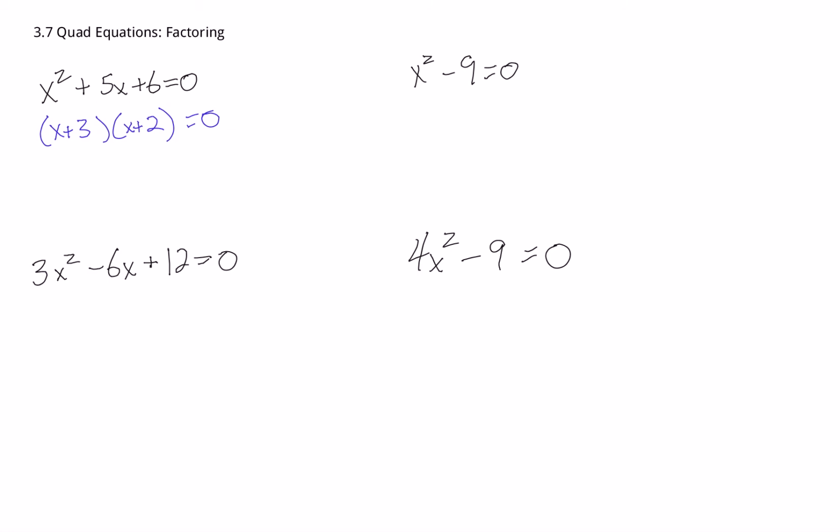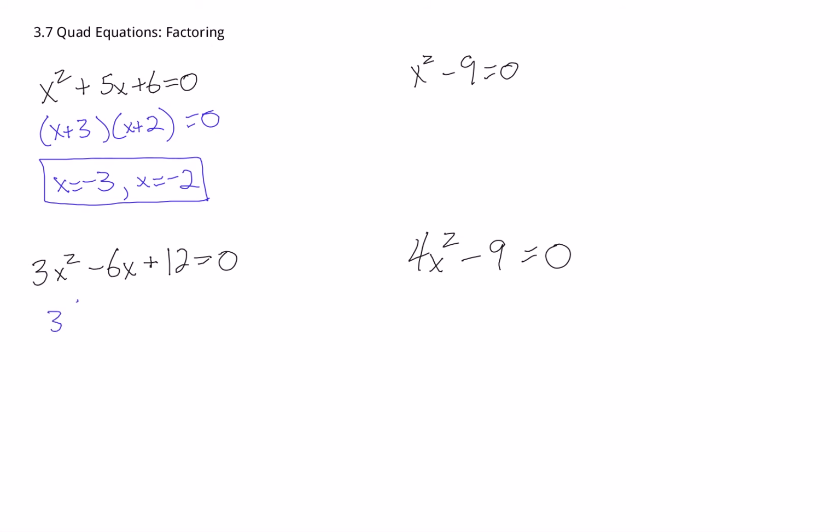Because if we have x plus 3 equal to 0, if x was equal to negative 3, that would make that factor 0. And for the second one, if x was equal to negative 2, that would make that factor 0. So you're just solving the factors for what would make each one of them equal to 0. In most cases, it's just the opposite of whatever the sign is in front.